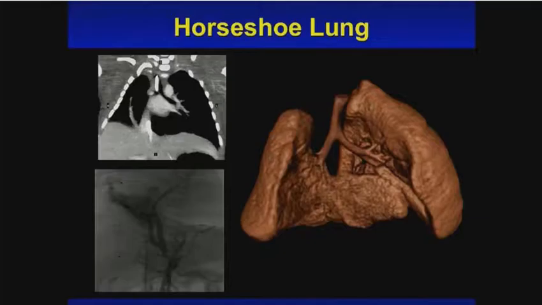So horseshoe lung can be seen up to 67 or 70% of the time in patients with scimitar syndrome. And in this condition, as you can see here, just like horseshoe kidney, the posterior inferior portion of the lung is fused together. An affected patient can present with recurrent infection in that portion of the lung.